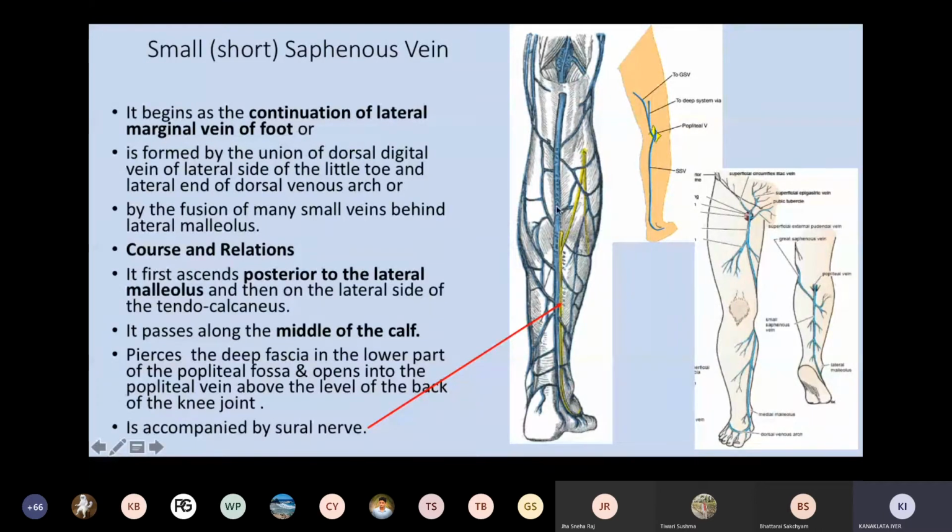When it is passing around the lower part of the leg, it is accompanied by the sural nerve. The great saphenous vein on the medial side was accompanied by which nerve? Saphenous nerve. So both veins are accompanied by nerves with an S name. That was the saphenous, this is the sural, and this is the sural communicating. That is a little bit away, but both are related to the short saphenous vein. Sometimes there is a vein coming from the posterior side of the thigh, called the posterior cutaneous nerve of the thigh. It comes here, but it is not shown in this particular diagram. That is also one of the relations.